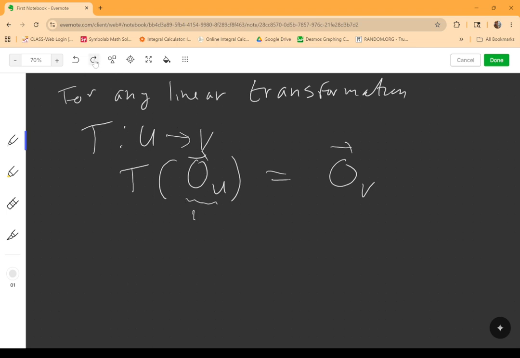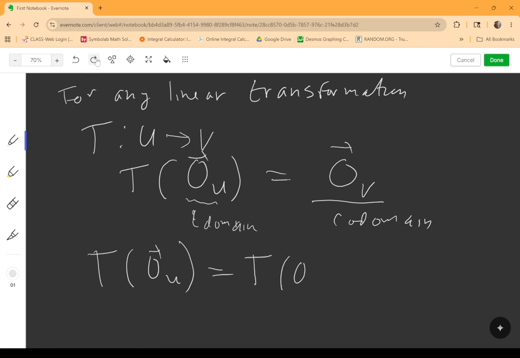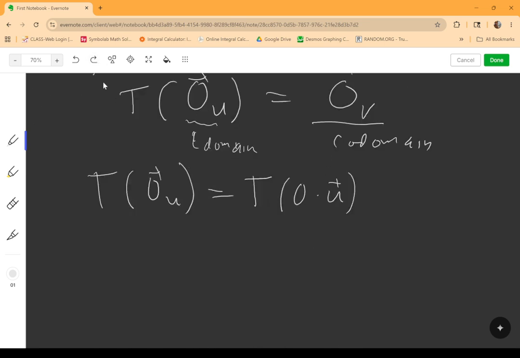So if we start here, again, here 0u is in the domain, and 0v is in the codomain. Now let's start with the transformation of the zero vector from the vector space U. Using properties of vector space, I can rewrite the zero vector as the scalar 0 times any vector u in the vector space U. Here that's just from vector space properties.